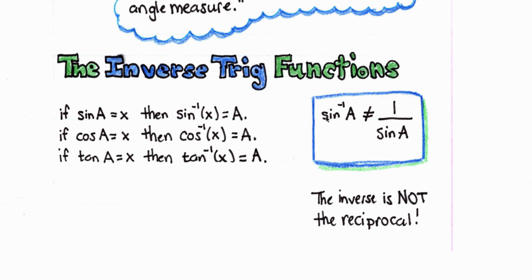One quick note, this -1 here is not a power, and so when I say sine inverse of A, that is not equal to the reciprocal of sine. So don't get into the habit of thinking that this -1 is actually a power. It's not. It's just a symbol indicating the inverse of the sine, the cosine, and the tangent. So sine inverse of A is not equal to 1 divided by the sine of A.